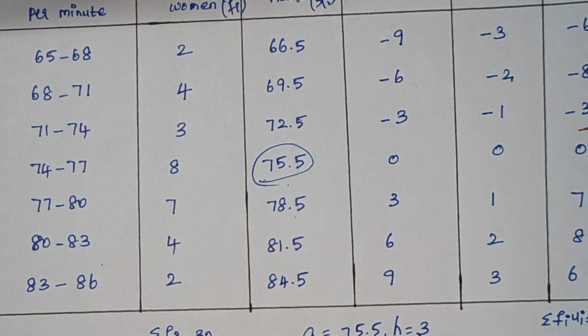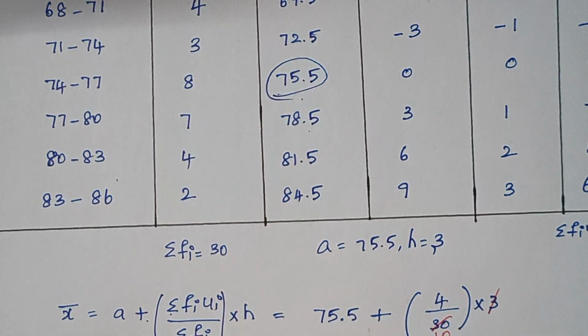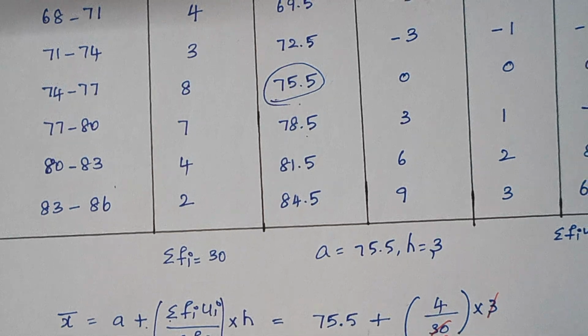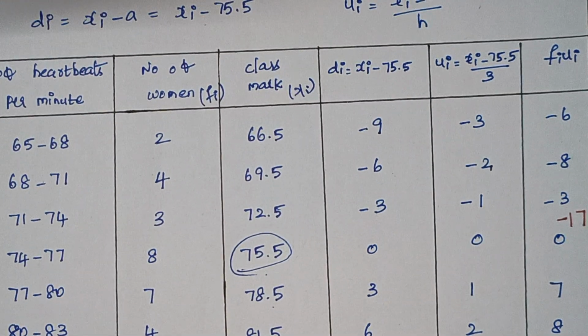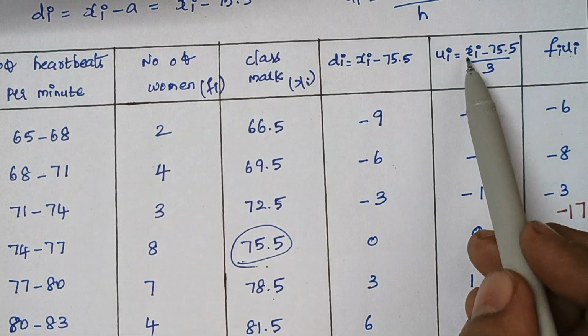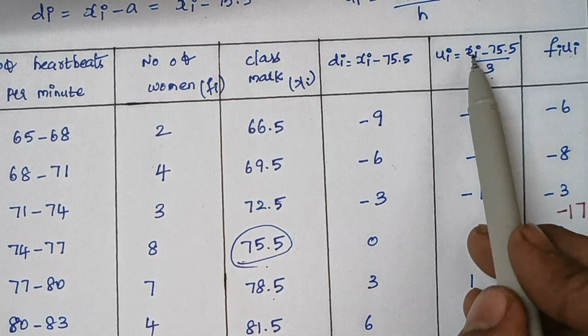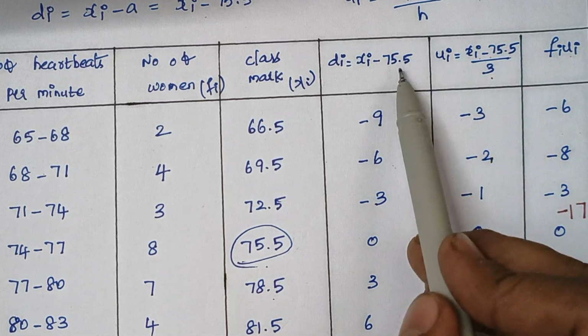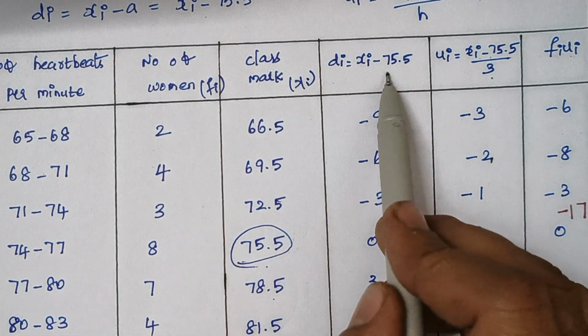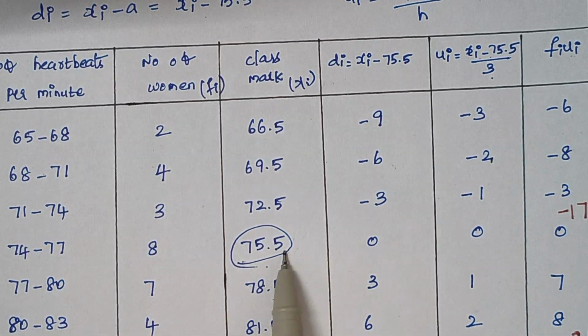Now we have to find what we need. We need fi ui, so just write down fi ui. What is ui? ui is nothing but (xi minus a) by h. And xi minus a, we are denoting as di. So di is xi minus a. We know the value of a, and these are all the xi's, so we can just directly substitute.